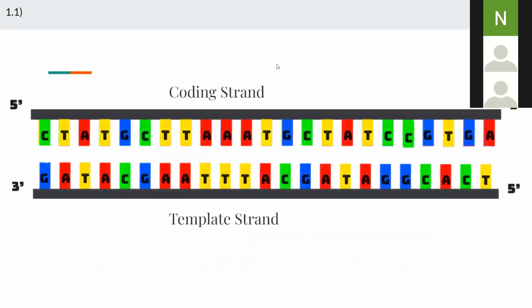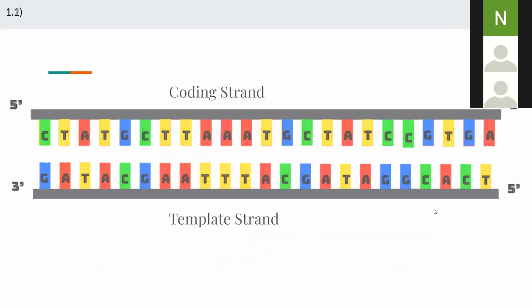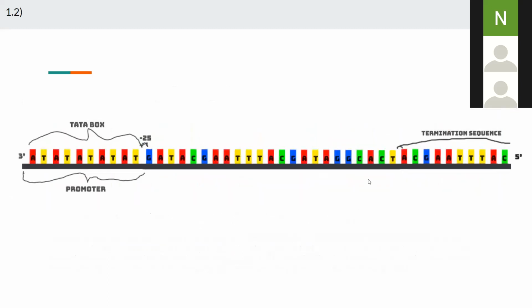So over here, you can see that the top is the coding strand from the 5' to the 3', and then the bottom is the template strand from the 3' to the 5'. And over here is what the template strand would look like on the bottom, where there is a promoter at the very beginning, which is where the RNA polymerase will bind. And it will look for something called the TATA box, which is 25 bases upstream from where it starts to be transcribed from in a certain sequence. And then at the end, we have the termination sequence where it tells the whole process to stop.